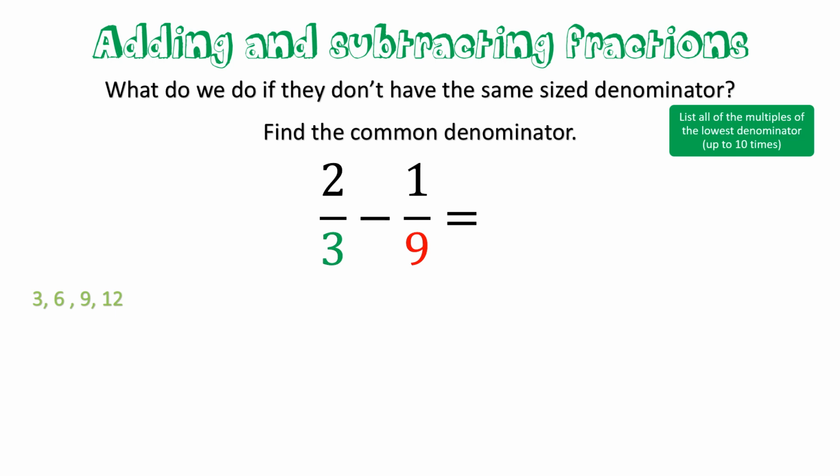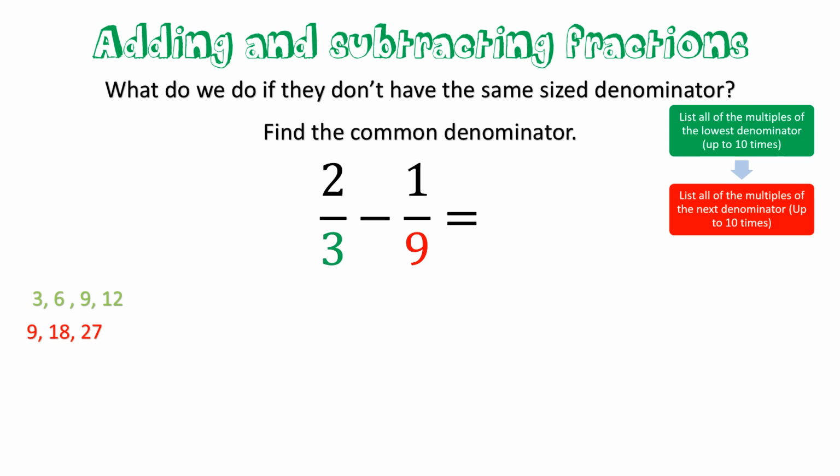I'm going to look at the 9 times table. I'm going to do 9, 18, 27, and I would carry on and do 36, 45, 54, 63, 72, and so 81 and 90.